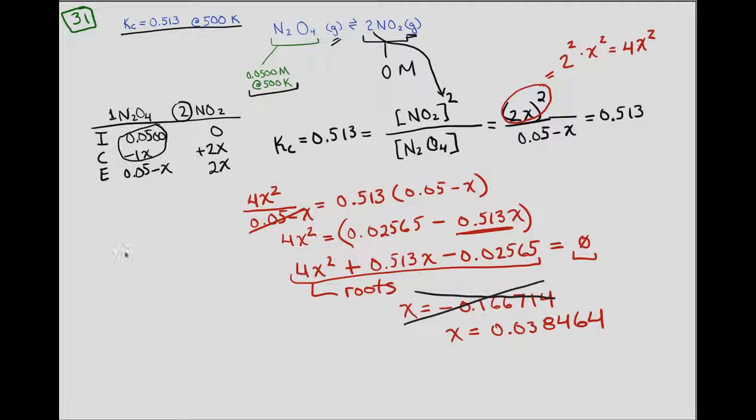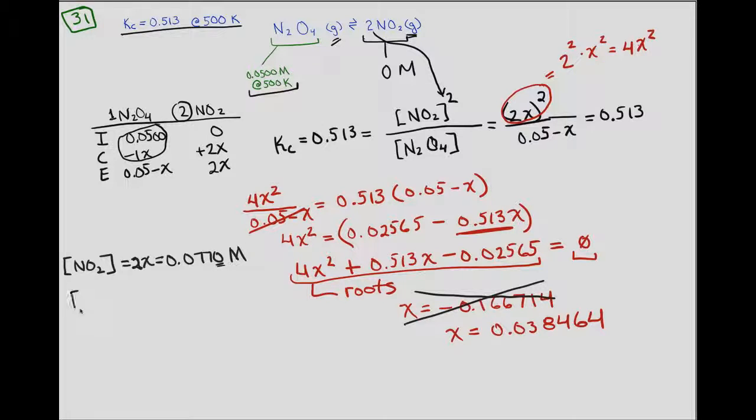So 2 times x, and we're going to get the concentration of NO2 equals 2x. We know x there, so 2 times x is 0.0770 molar, and we'll look up here, 3 significant digits there, 3 there, 3 there. Looks like it's 3 all over the place, so it's 3 significant digits, and this is good.